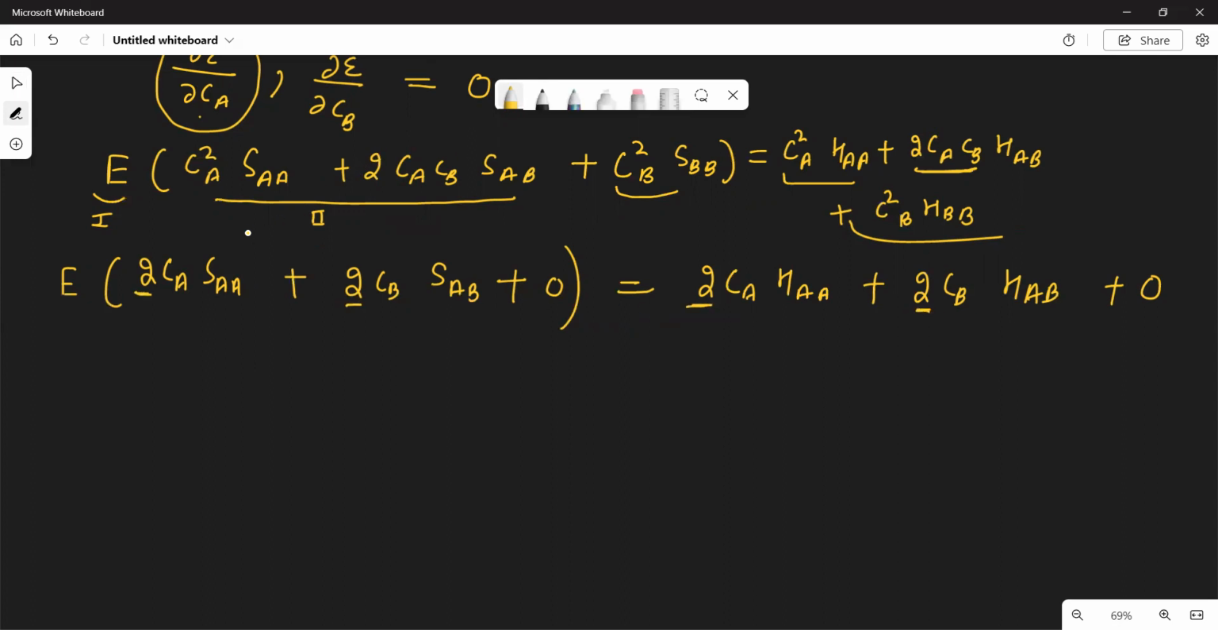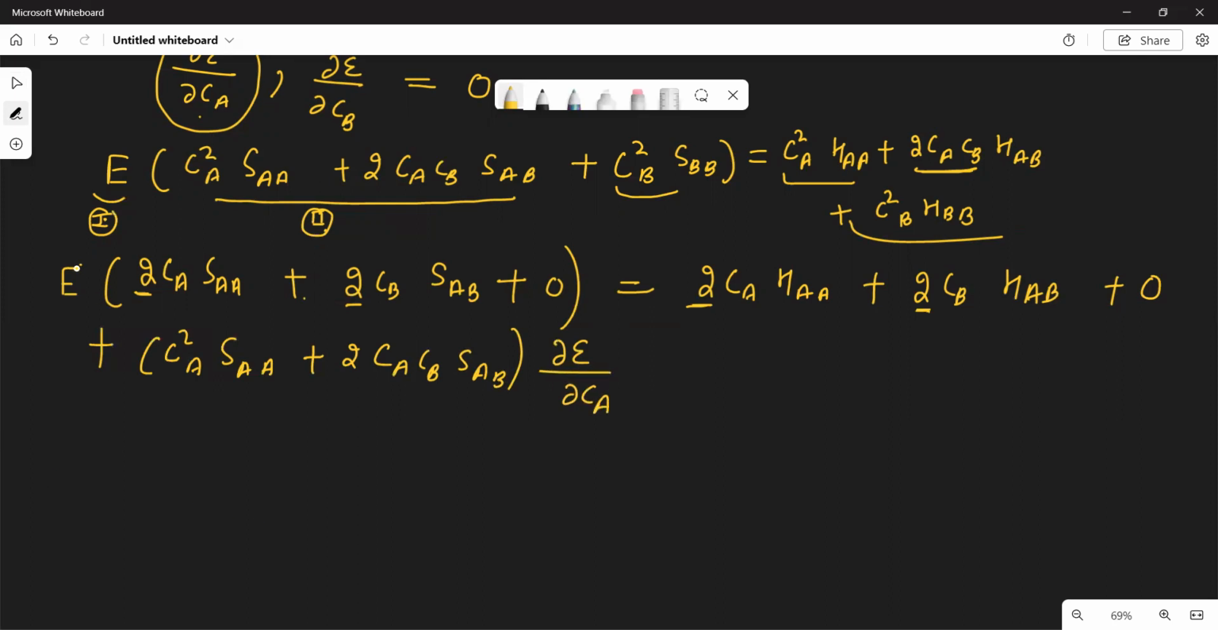Okay, wait. Here I have missed one term. This is the first term, this is the second term. So first I have kept as it is, and differentiated the second. Now we will keep the second term as it is. This is the important part. Second term as it is, and we will differentiate the first with respect to this.